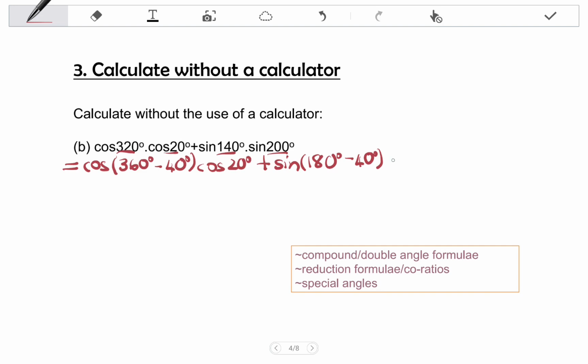Then we have sine of 200 degrees. 200 is in the third quadrant, and in the third quadrant I write my angles as 180 degrees plus the acute angle that would take me to 200, which is 20 in this case. Applying the reduction, cos in the fourth quadrant is always positive, so this reduces to cos 40 degrees.